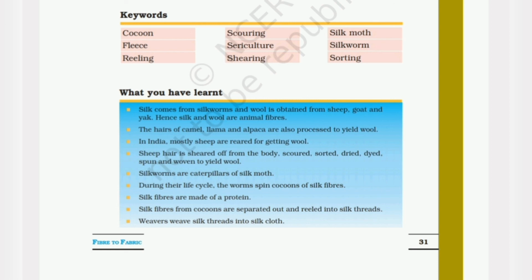So that's it for this chapter. Now we are going to start the new one in the next video. Till then, we just have to revise all of this summary and all the keywords that we have discussed in this video.